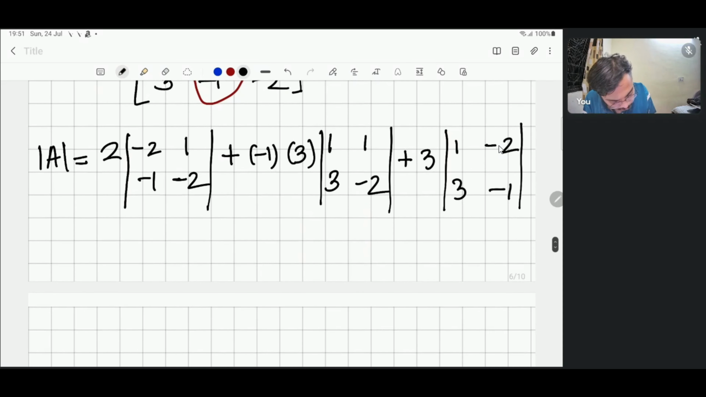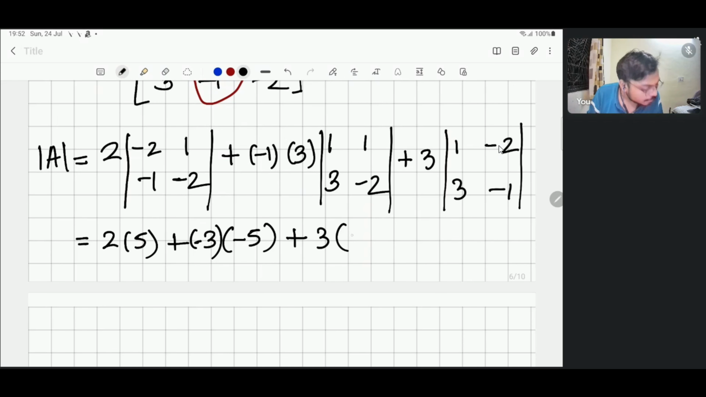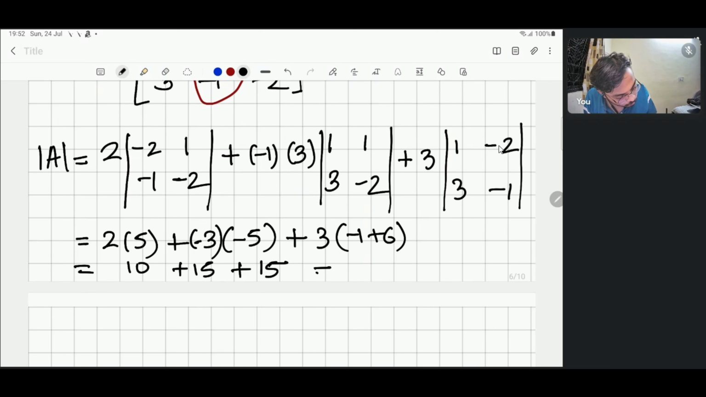When we calculate this, we get 2 into 4 minus of minus 1 is 4, plus 3 into minus 2 minus 3, minus 5 into minus 3, plus 3 into 1 minus of minus 6, that is plus 6. So 10 plus 15 plus 15 is equal to 40. Determinant of A is 40.